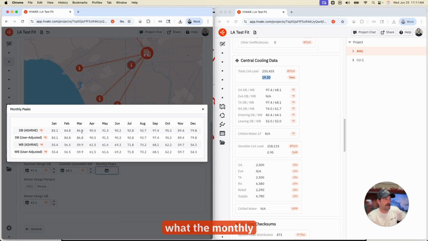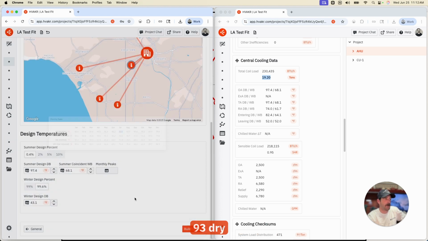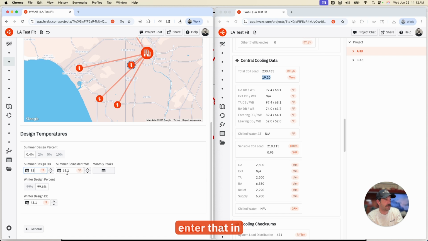I can look at what the monthly design data is here, and I'll see, based on this weather data, this station actually peaks around 97 in September, but the wet bulb peaks earlier in July, around 72. So if I wanted to check different conditions, I could check, all right, peak wet bulb coincides with 93 dry bulb, and I can enter that in. So 93 dry bulb, 72 wet bulb, and I can see in real time this data update.